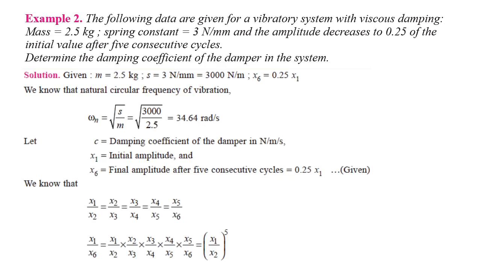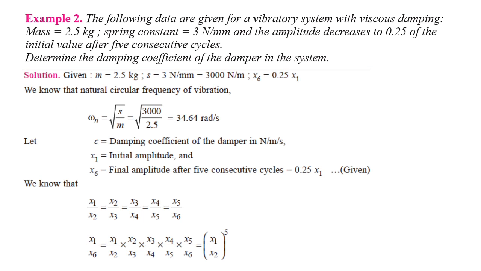Now next, we will see the second problem. The following data is given for a vibrating system with viscous damping, so it is a damped vibration system. Mass is equal to 2.5 kg, spring constant K, or you can say S, is equal to 3 Newton per mm, and the amplitude decreases to 0.25 of the initial value after 5 consecutive cycles. That means after 5 consecutive cycles, the amplitude will become x6.